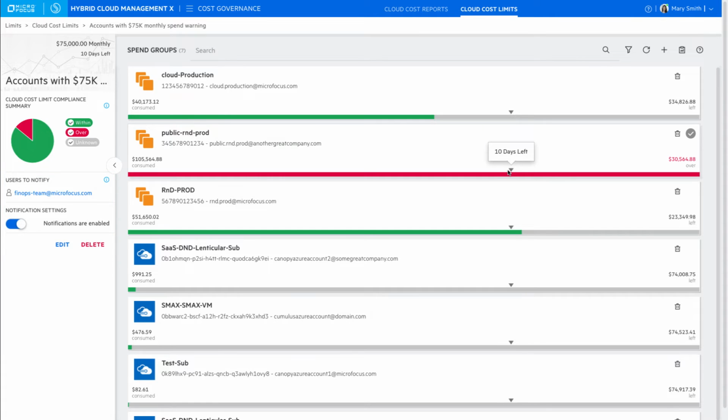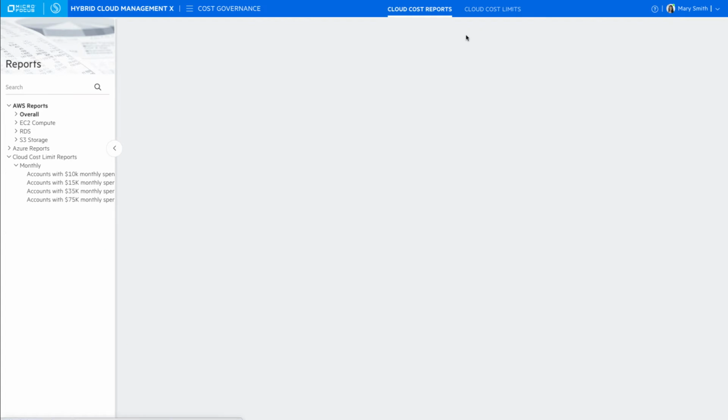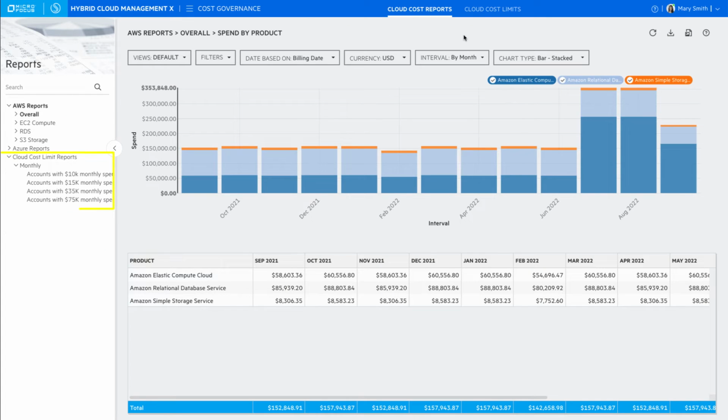Now, cloud cost limits are month-based, so they will reset every month and go back to zero, so that a new buildup of cost can happen over the course of the next month. Sometimes, however, it can be interesting to see how cloud accounts have been behaving historically with regards to their limit. And those historical views are available in the Cloud Cost Limit Reports section of our Cloud Cost Reports.